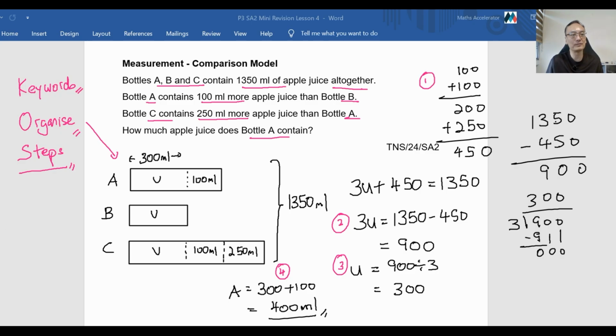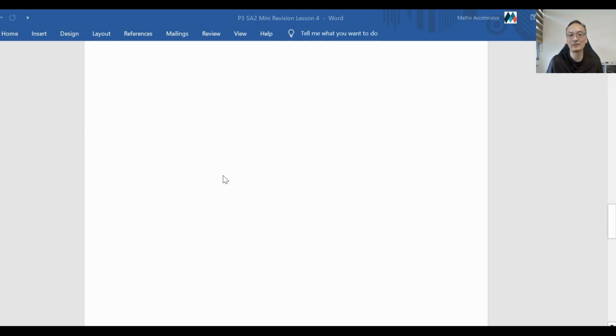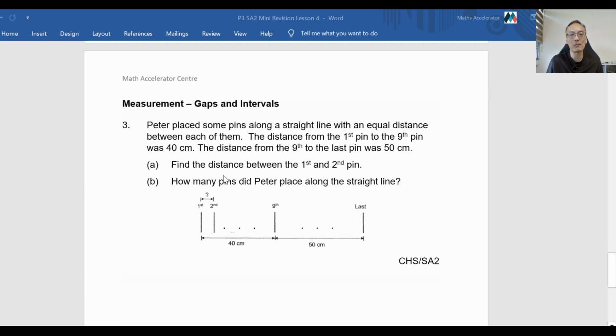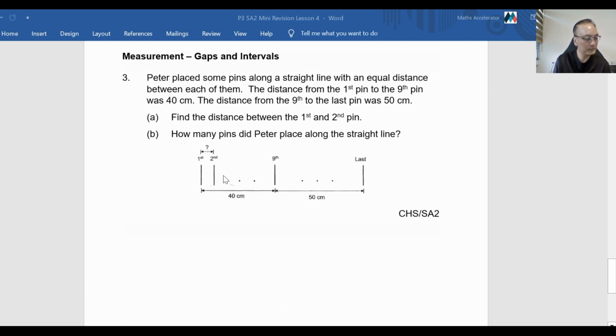Let's go through the third question. This involves gaps and intervals. Peter placed some pins along a straight line with an equal distance between each of them. The distance from the first pin to the ninth pin was 40 cm. The distance from the ninth pin to the last pin was 50 cm. Find the distance between the first and second pin. How many pins did Peter place along the straight line?